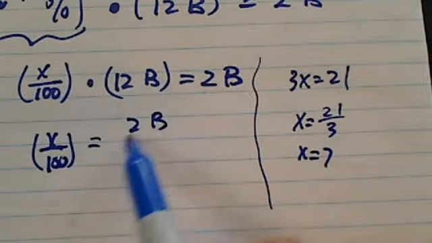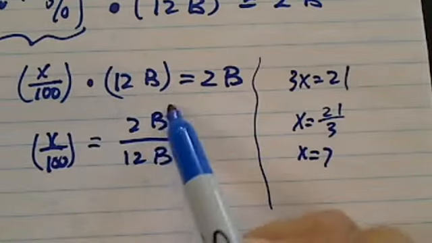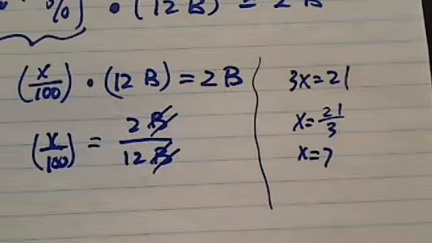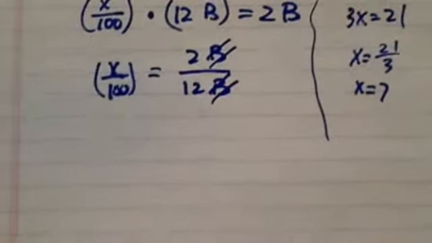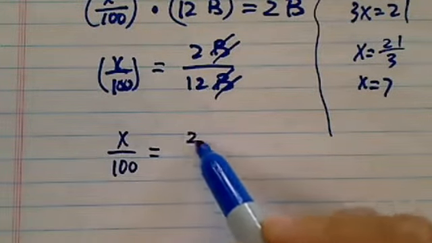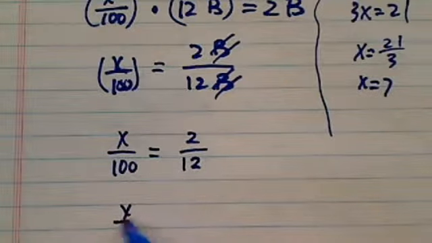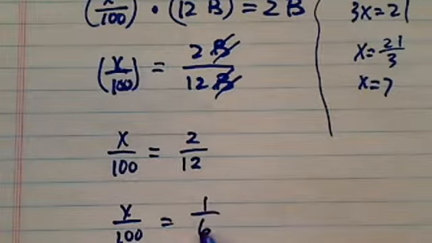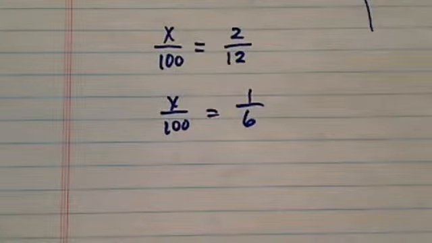So 2 billion divided by 12 billion. The reason I didn't want to write it out before is that billion gets canceled. That's a whole bunch of zeros. So now I have x over 100 is equal to 2 over 12. Or if you want, you can even simplify this. It's 1 over 6.